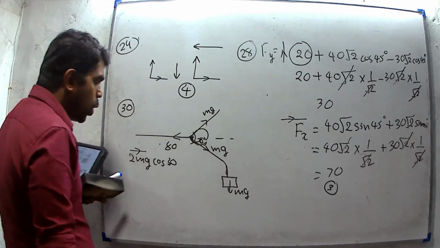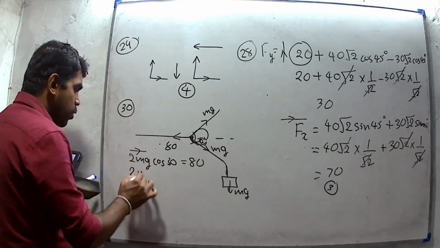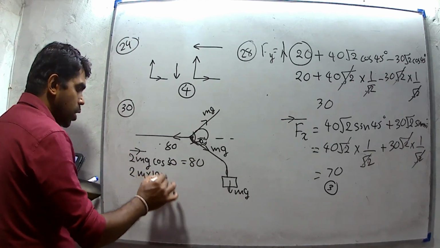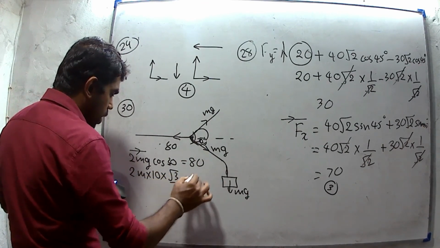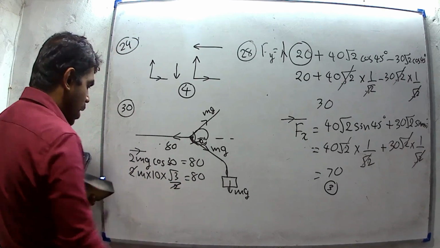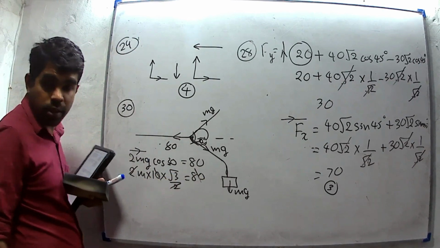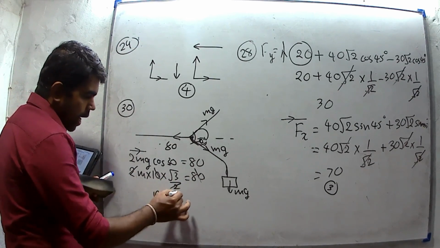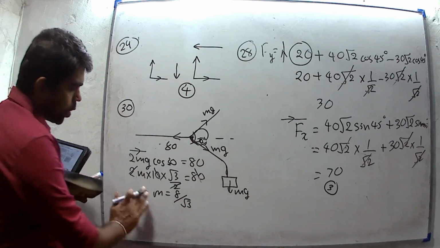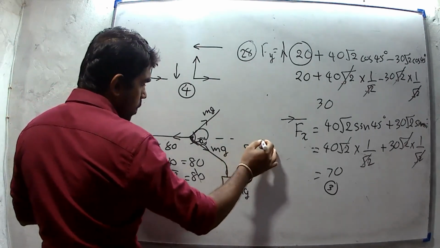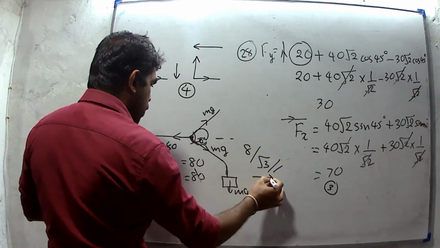mg cos theta is horizontal component for this force, and there is another component, same component, we have to multiply by 2. 2 mg cos theta equals 80. We have to find m value. g is 10, cos 30 is given as root 3 over 2, equals 80. We can cancel out 2 and 2, 0, then m value is 8 divided by root 3. Then answer is 3 for the question number 30.